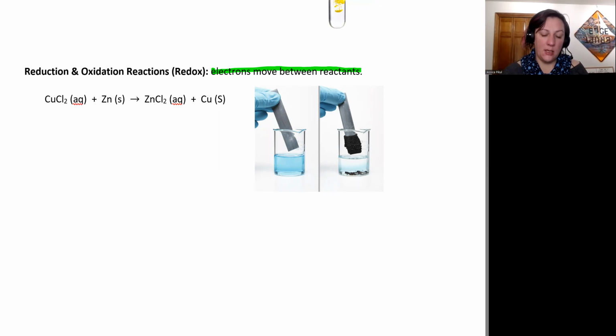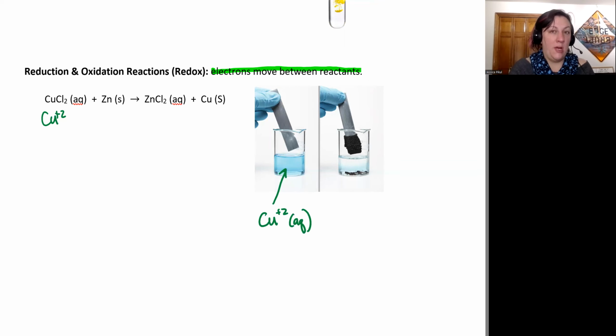So in this reaction, we have copper chloride, which is a salt, right? So that really means that our copper is a copper +2 ion, and it's soluble in water. That's giving us this blue solution right here. So this is copper ions dissolved in water creating a blue color. And then we have zinc metal, which has a charge of 0 because it's just an element. Here's our zinc. And so we just have a strip of zinc metal.